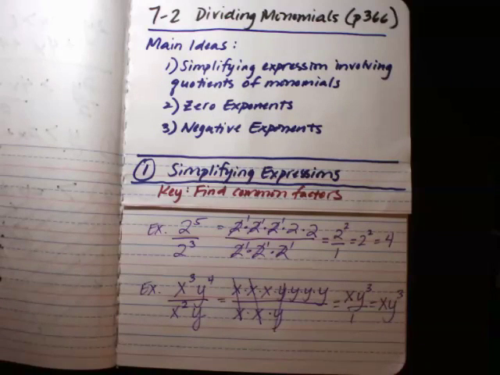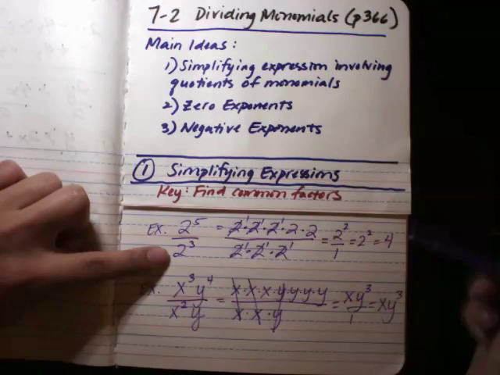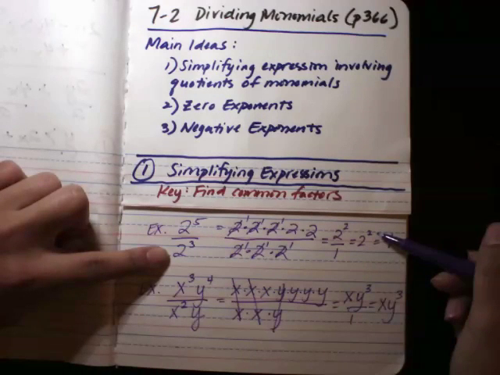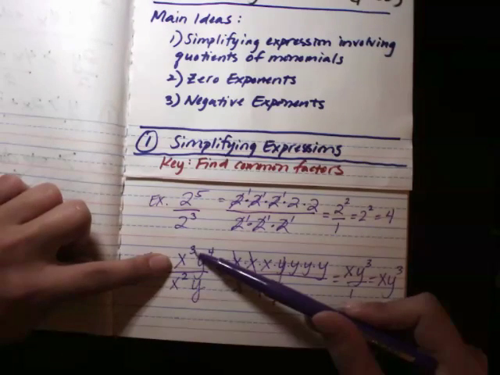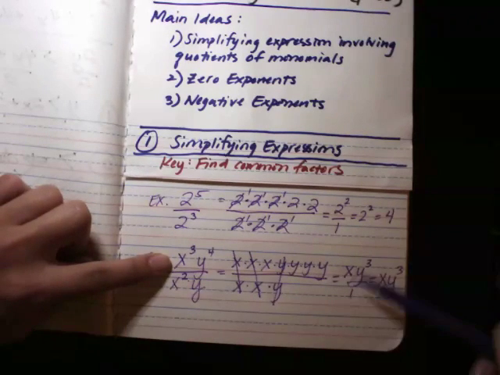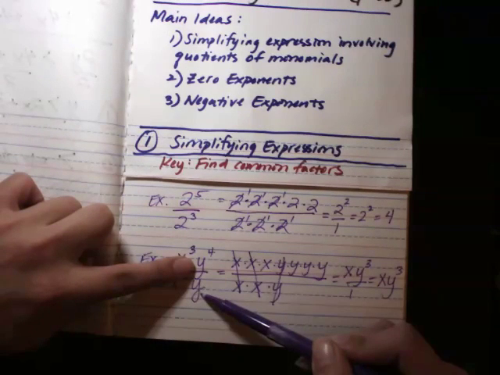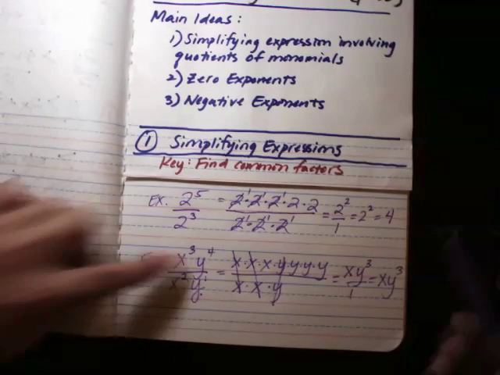So we're going to stop here and take a look at what happened when you were dividing. What happens when you're simplifying expressions with quotients? You have 2 to the 5th divided by 2 to the 3rd. Your answer was 2 to the 2nd. See if you start recognizing a pattern here. X to the 3rd divided by x to the 2nd, you got x to the 1st. Y to the 4th divided by y to the 1st, you got y to the 3rd. Did you notice the rule?